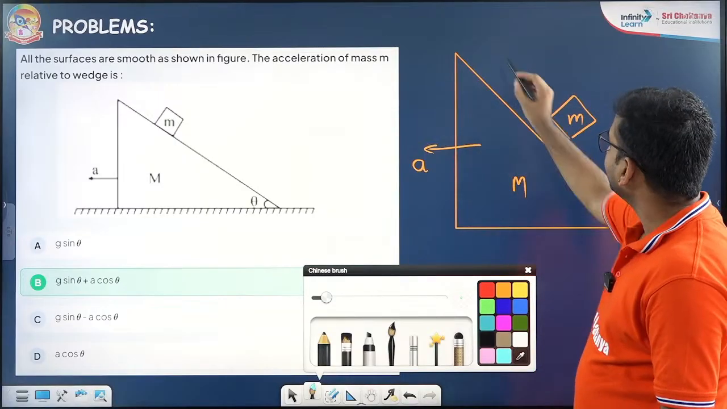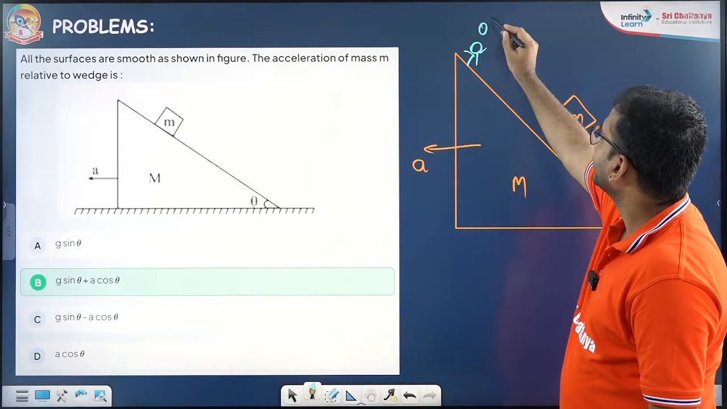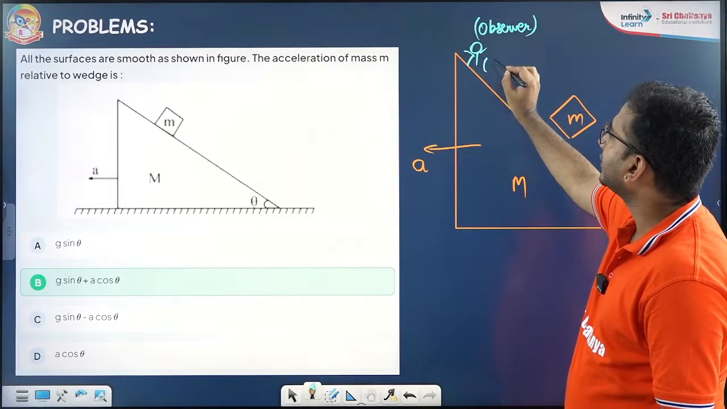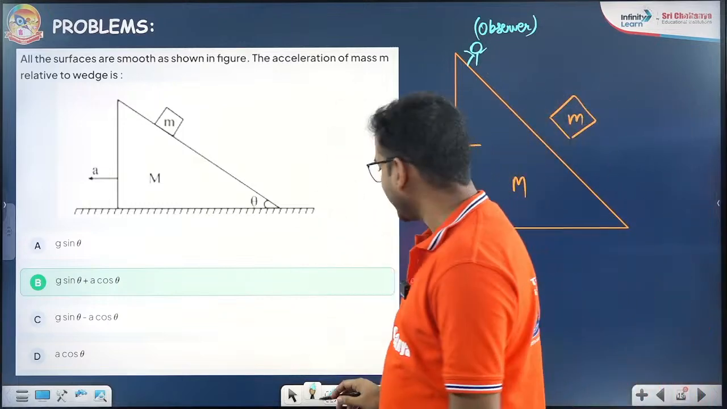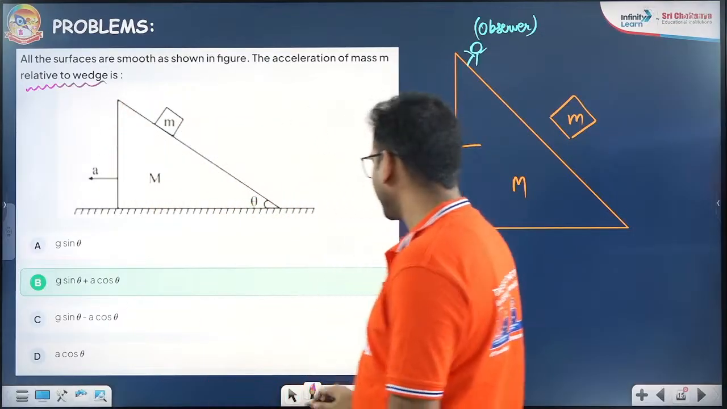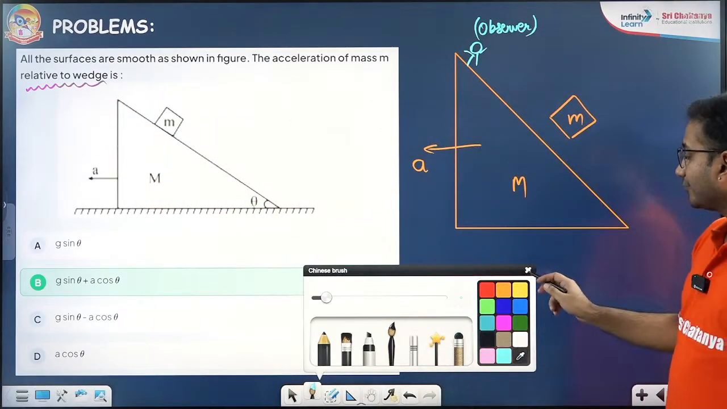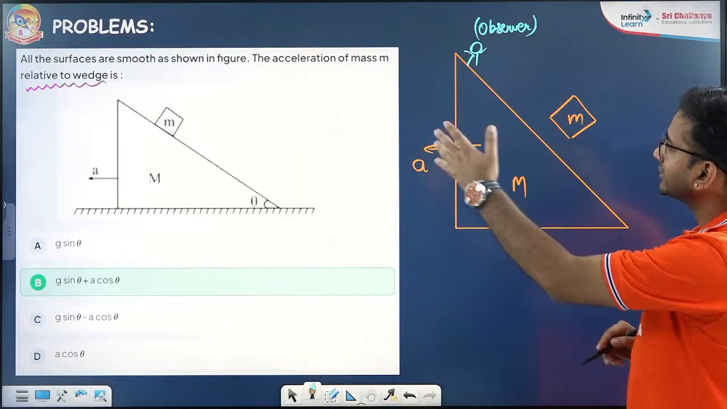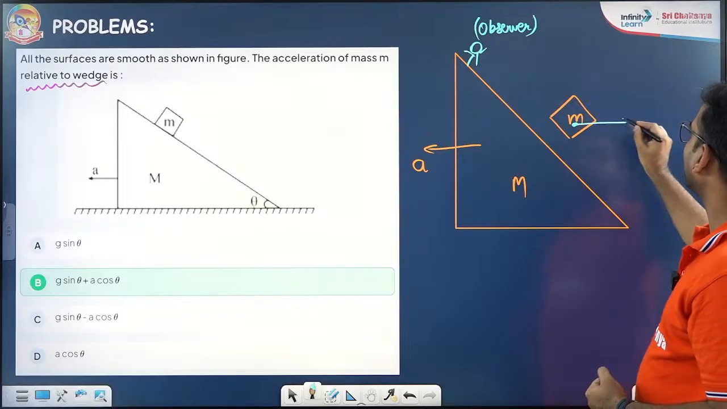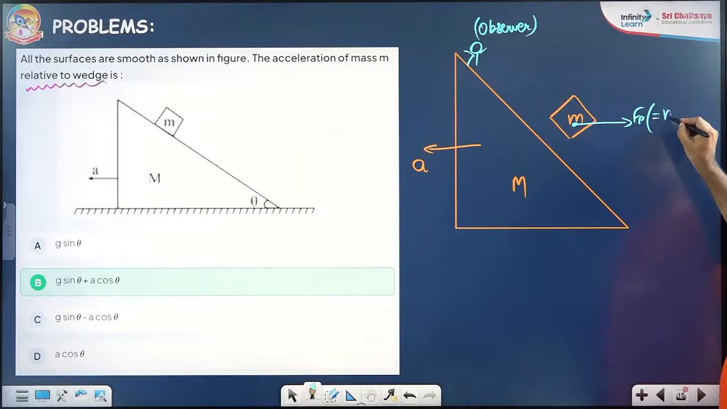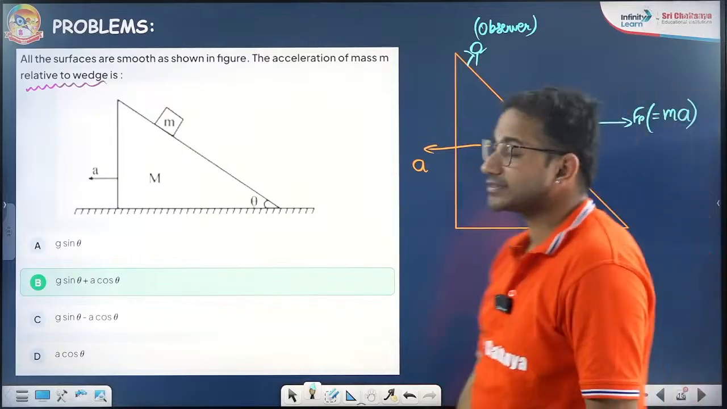Now what do you do? You become an observer and stand here. Why are you becoming an observer and standing here, sir? The reason is they are asking relative to the wedge. If they are asking relative to the wedge, then definitely you have to go and stand on the wedge. So if you have gone and stood over the wedge like this, then because of the acceleration of the wedge towards the left, the pseudo force acting on the block will be towards the right. That will be given by mass of the object m, acceleration of the observer a, but in the opposite direction, as we have seen. This is the pseudo force.